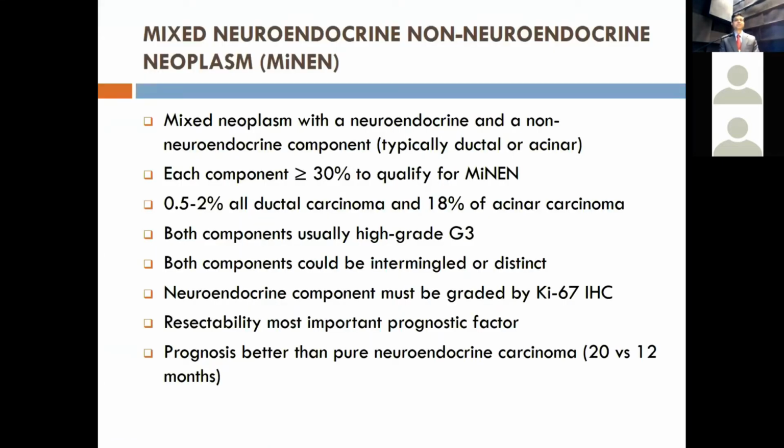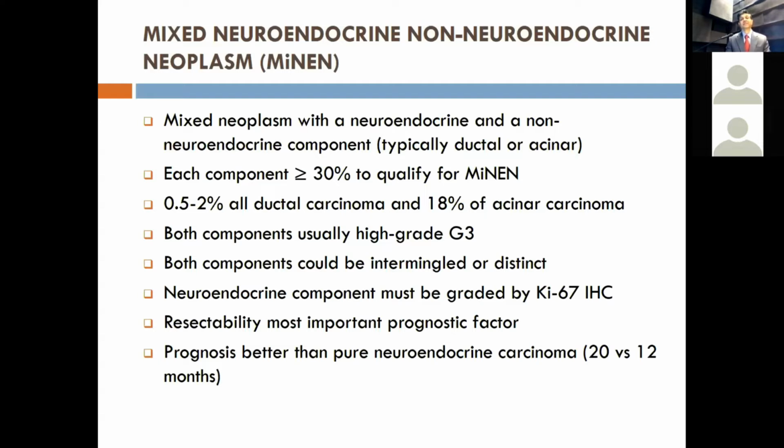So these two examples were examples of mixed neuroendocrine non-neuroendocrine neoplasm, or MiNEN. These are rare neoplasms, and in order to qualify for this diagnosis, each component has to represent at least 30% of the tumor. In most cases, both components are of high grade, like what we saw in both our cases. It was a high-grade neuroendocrine carcinoma. And the non-neuroendocrine components typically are ductal or acinar type.